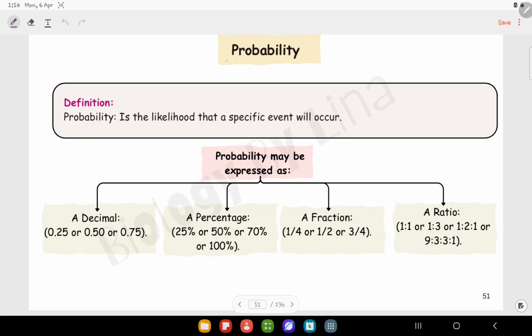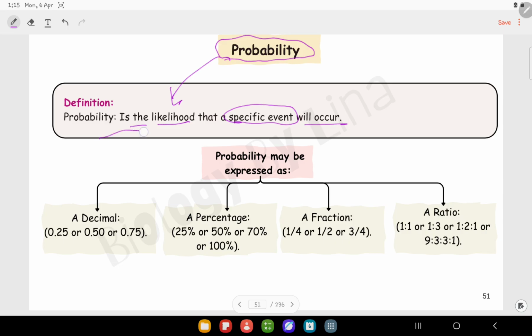Now let's start with another subject, which is named probability. What do you mean by probability? You expect something to happen. So it's the likelihood that a specific event will occur. For example, for the probability of your success in the exam, you say, I expect that I have a 50% chance to pass the exam. So this is where you put a probability.